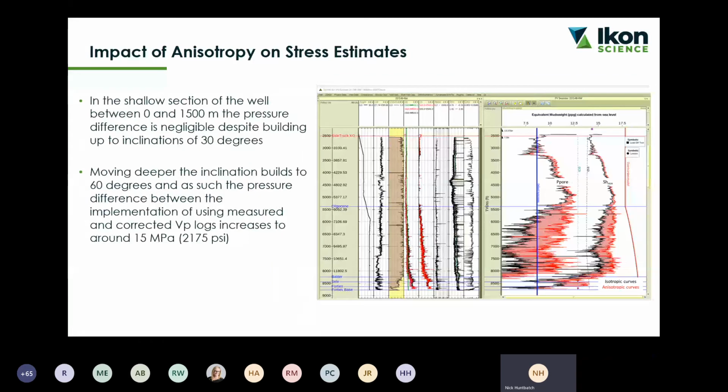And if we look at another case in the same vein, this one not including inversion, it's just looking at the velocity and the pore pressure prediction.